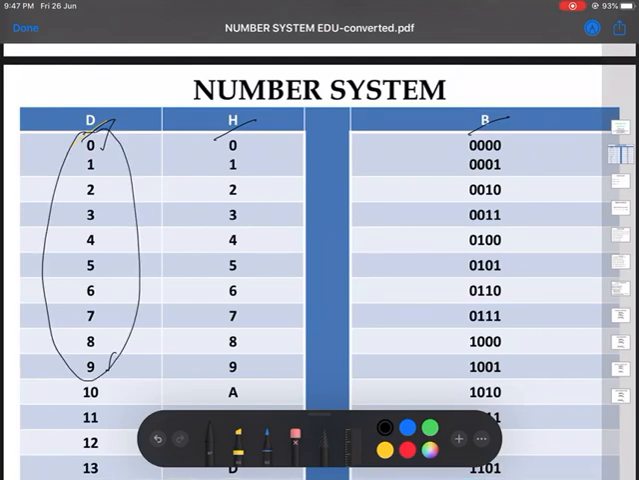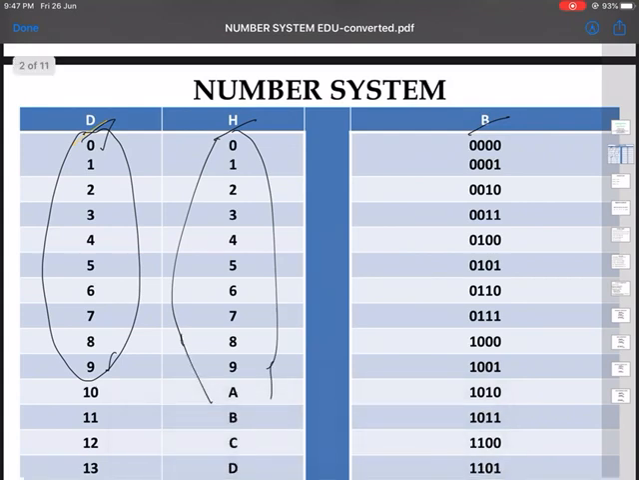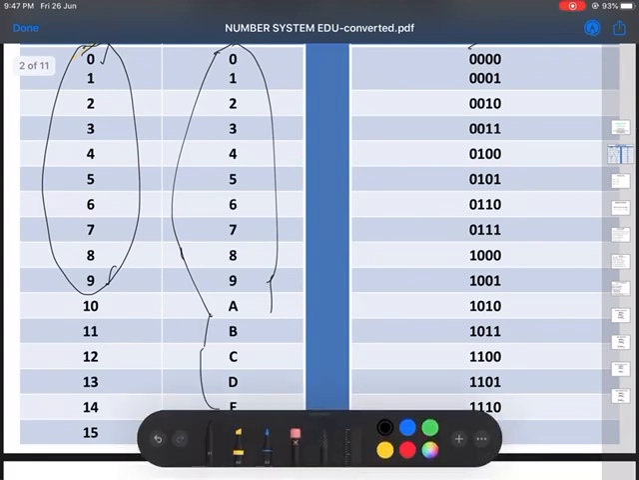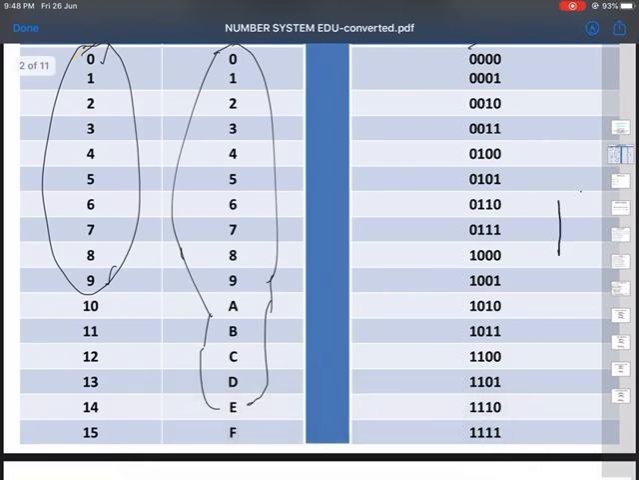Similarly, when we go in hexadecimal, it starts from 0 and goes till F. You can clearly see till F, and hence it is called hexadecimal system. Total digits are 16, including 0 till F, it is 16. And these are the binary equivalent of these numbers.